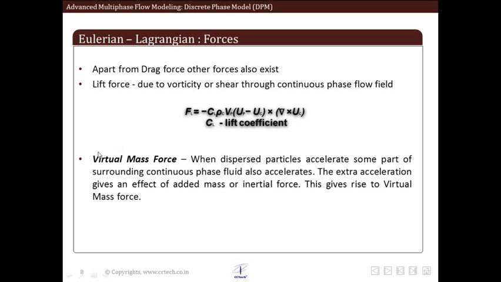Another force called virtual mass force is also modeled. This arises because of the fact that when dispersed particles accelerate, some part of the surrounding continuous fluid also accelerates. This extra acceleration gives an effect of added mass or inertia. So this added mass or inertia is modeled by the virtual mass force. That is, the dispersed particles carry some part of the surrounding continuous fluid along with them when they accelerate. It is given by these equations which are internally modeled.